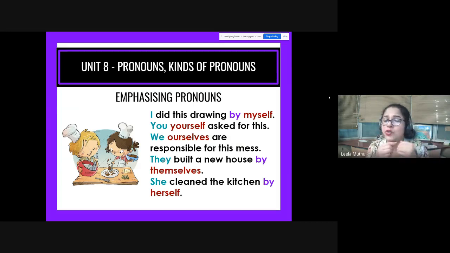Okay, it just shows who has done the action for sure, without a doubt. Okay, you yourself asked for this. Now, also, when a pronoun is placed exactly next to a personal pronoun and a sentence is made, in this case the reflexive pronoun is used as an emphasizing pronoun.